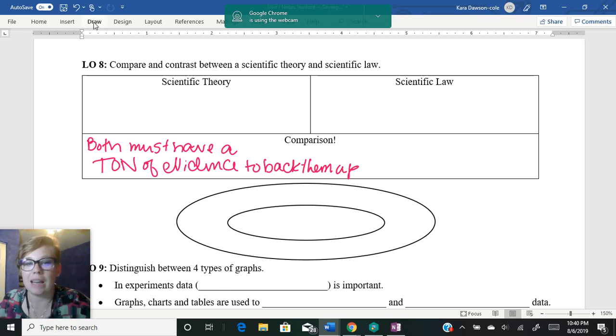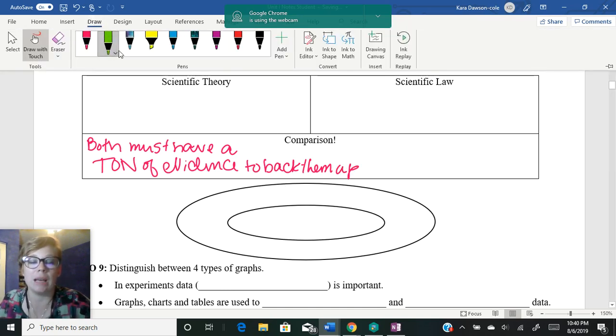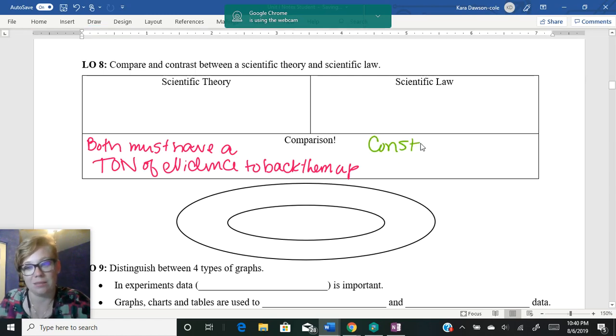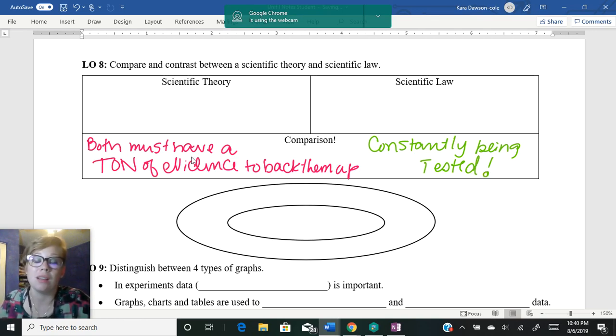The second thing that I would say about the comparison is that both of them are constantly being tested. They're constantly being evaluated. We're getting more and more data on them. It's not that they're stagnant and set in stone.